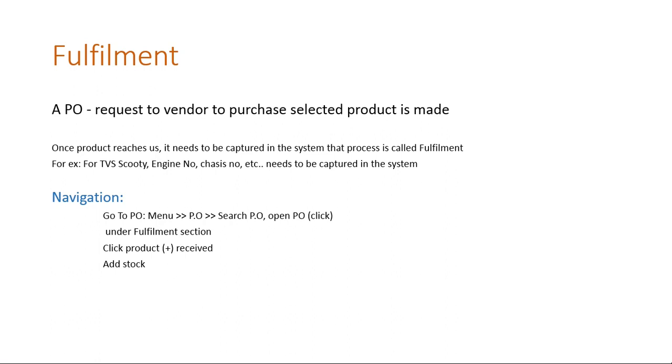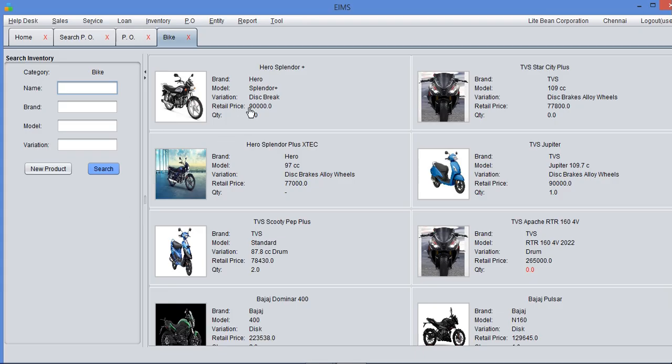So this is the workflow of the purchase order and fulfillment. Once the fulfillment has been made, an item will be there in the inventory. Now you can see that there are 2 items of Hero Splendor Plus.